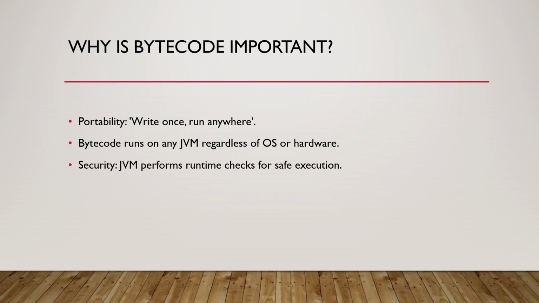Security. The JVM does not just run the bytecode blindly. It checks it first, validates it, and protects the system from malicious code. These built-in checks make Java a very secure language, especially compared to languages that directly compile to machine code.